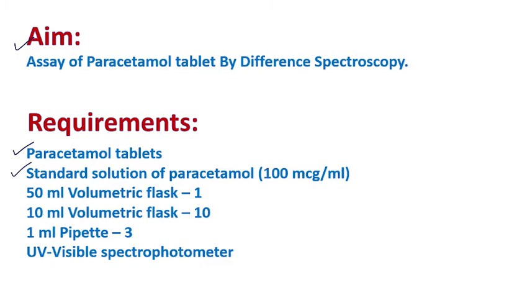Then we need a reference standard, so we can prepare a standard solution of paracetamol having a concentration of 100 microgram per ml. Then you require certain glassware like a 50 ml volumetric flask and a 10 ml volumetric flask for the dilution. You require a pipette to pipette out the standard and sample solution. You require a UV spectrophotometer.